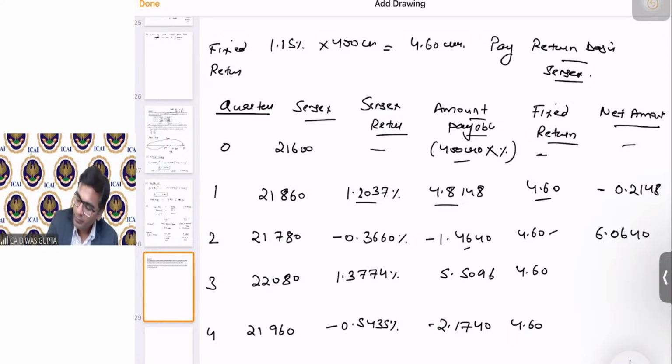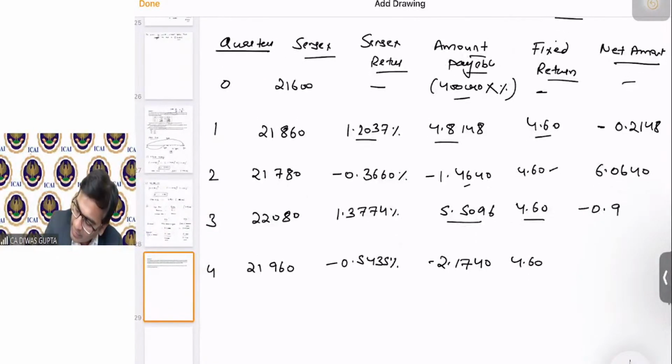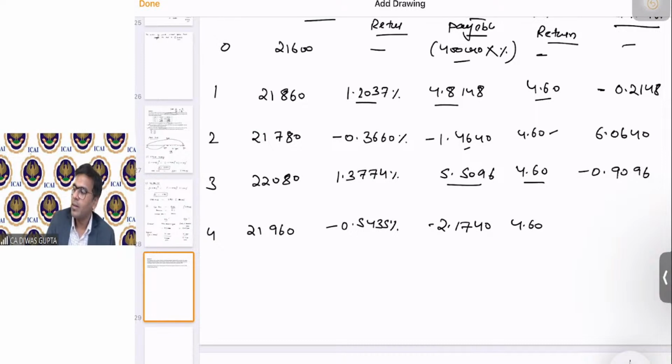Okay. In the third place, I will pay 5.5096. I will receive 4.6. So that means there is a net loss of 0.9096. And in the last place, again, there is a gain because I have incurred a loss on Sensex and I will also recover 4.6. Okay. So net, there is a gain of 6.7740.